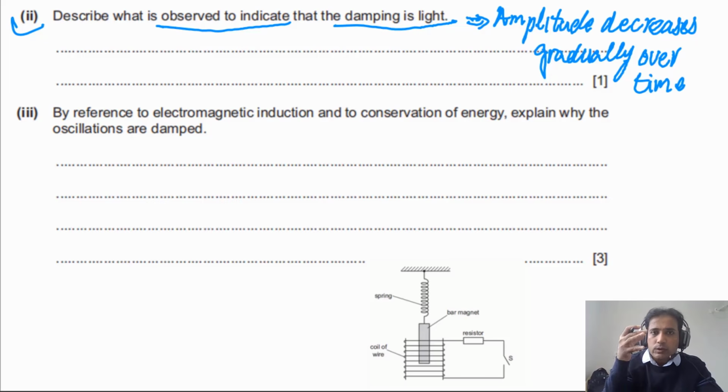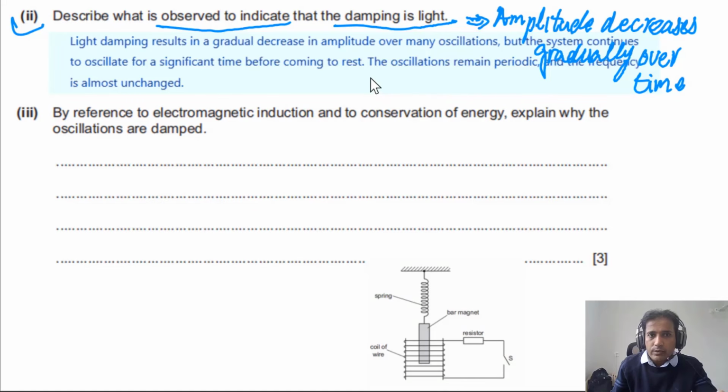Then you also need to understand that in light damping, frequency does not change. Our time period almost stays the same. Almost, a little bit of slight change, but it stays the same. Frequency actually slightly decreases, or you can say time period slightly increases, but that is negligible. Now let me show you how you can write down the answer. So this is how you can write down the answer for this question.